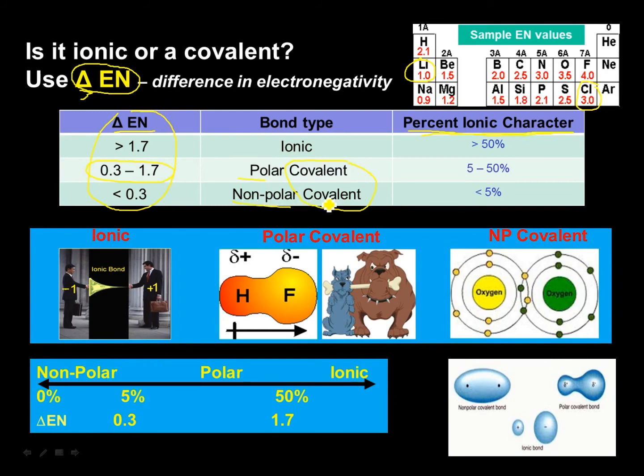Now, nonpolar covalent means that there aren't poles, there aren't positive and negative parts of these atoms, and they have a delta EN of less than 0.3. So if you had boron and silicon, if they bonded together, their delta EN would be 0.2. That's less than 0.3, so they would make a nonpolar covalent compound. Or if you wish, you could take these numbers up here and put them onto a number line as well. And here's the delta EN of 0.3, here's the delta EN of 1.7, and those separate the three different types of compounds.